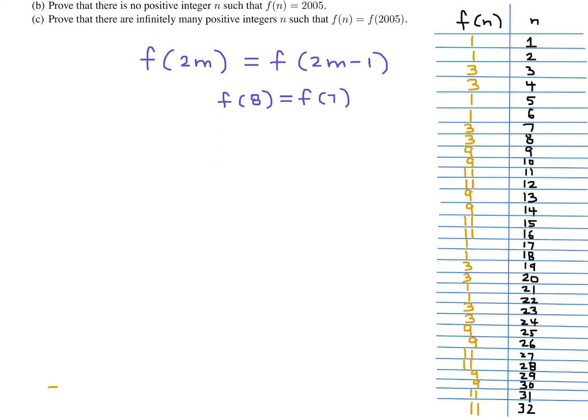Correct? In a very similar way, let's say you had F at 16. Well, 2m is 16, so m is going to be 8. So 2m minus 1 is 15, and F at 15 is also the same as F at 16. F at 16, for example, was 11, and F at 15 is also 11. So it looks like this pattern holds true. And since that is the case, we only need to look at odd values, since they're always going to be the same as the even values.